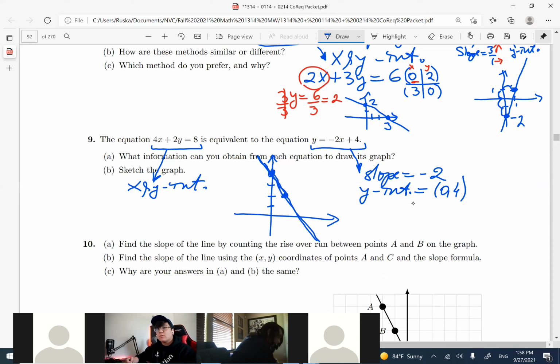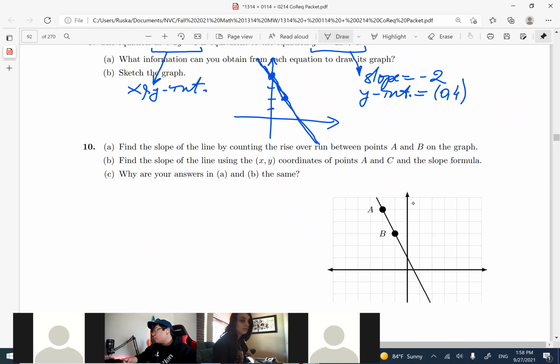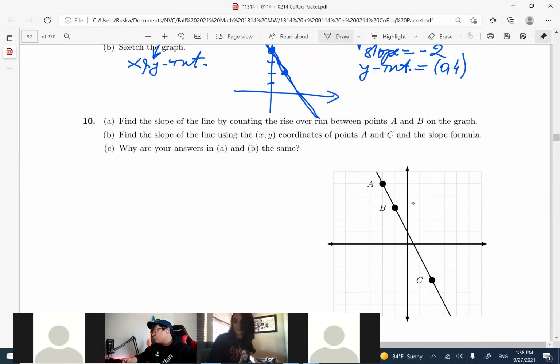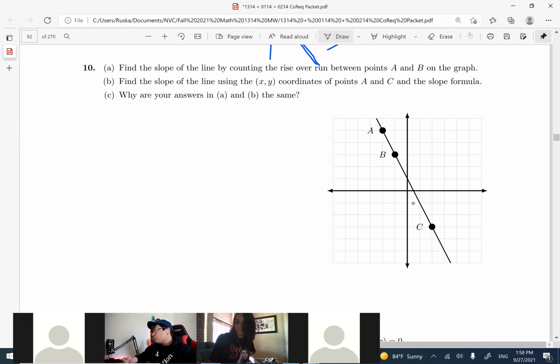Now, if I use the other equation and find the x-intercept and the y-intercept, one of them is going to be 0, 4 also, and the x-intercept is going to be at 2. Okay, that's number 9. Any questions on 9? Everybody understand that? Yes, Professor. Okay, let's go ahead and do number 10 and 11.